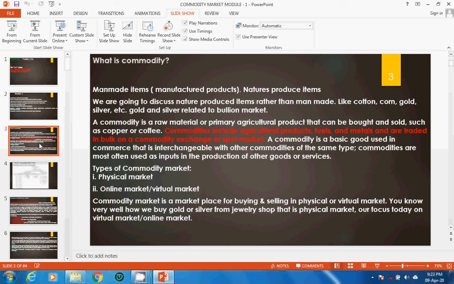What's commodity? As you know very well, share market. What is share market? The market where securities like shares, debentures, bonds are traded, which are bought and sold. In the same way, commodity market is a market place where we are going to exchange the commodities. Buying and selling of commodities is being taken place in the commodity market.